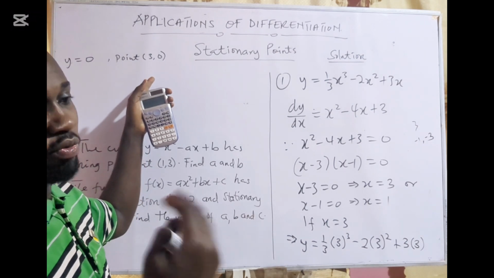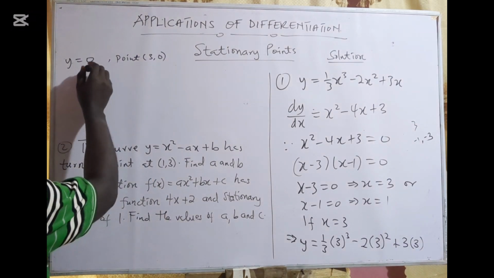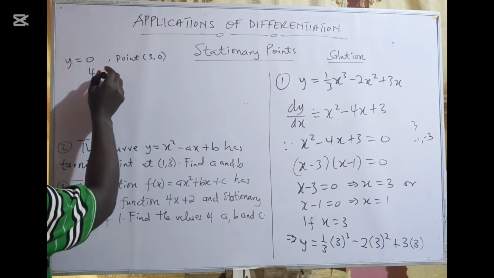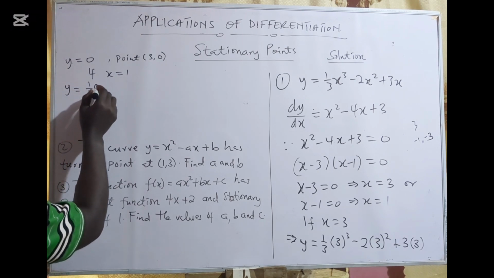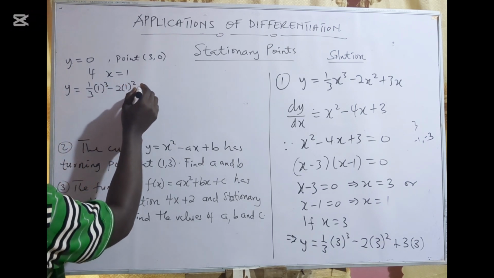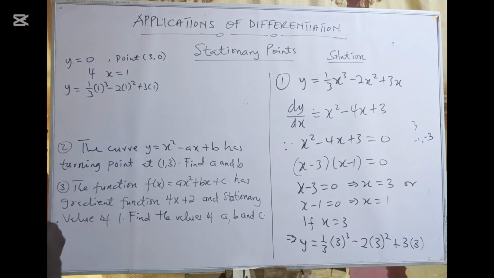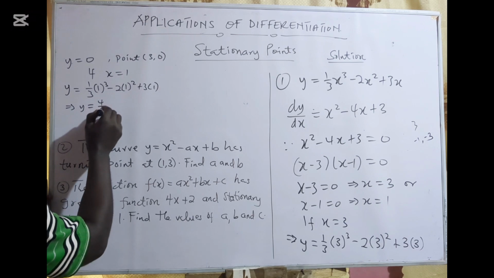We don't know unless we further differentiate, and then we know if it is minimum or maximum. Okay, then we will say that if x is equal to 1, then y is 1 over 3 times 1 cubed, minus 2 times 1 squared, plus 3 multiplied by 1. So let's test this one too and see. For that one, we are going to have y equal to 4 over 3.